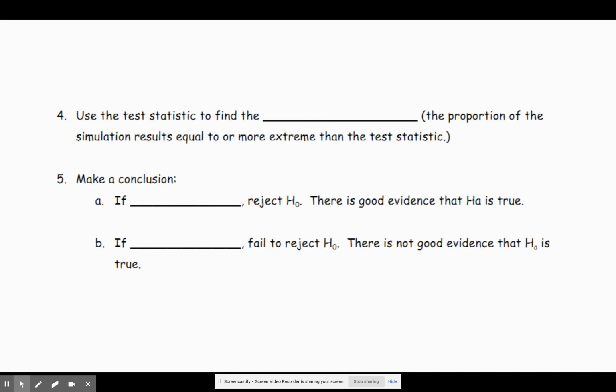Step number 4, we use the test statistic to find the p-value. The p-value is the probability or the proportion of the simulation results that are equal to or more extreme than our test statistic. So we locate our test statistic on the number line and we count the number of the dots that are to the right of that test statistic if our test statistic is positive.